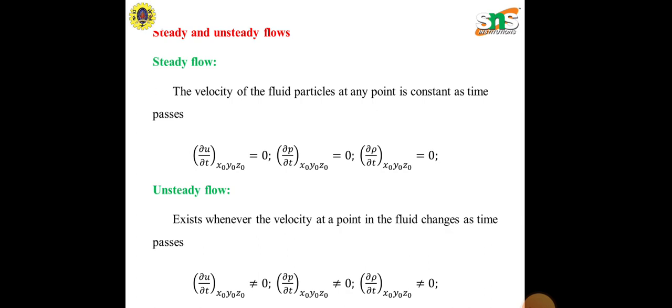Similarly, all other properties such as pressure, ∂p/∂t, with respect to time is not equal to 0. So ∂ρ/∂t is not equal to 0. So if the density, pressure or the velocity changes with respect to time, it is unsteady flow. In a steady flow, the velocity, pressure and the density will remain constant throughout the fluid flow.